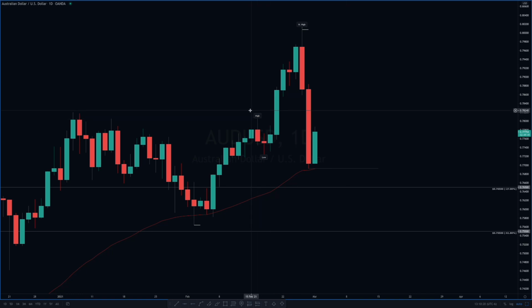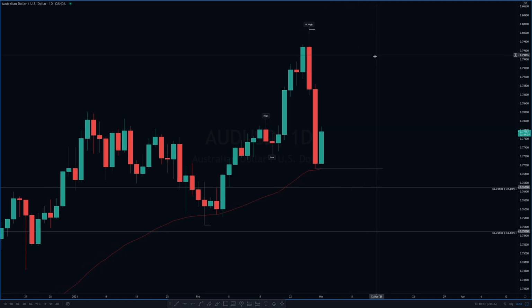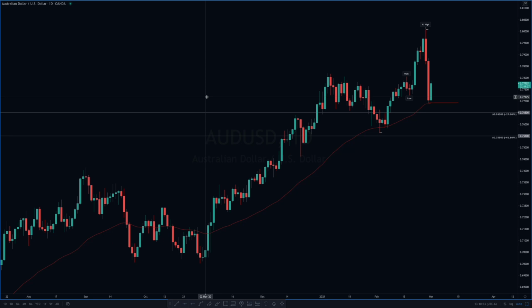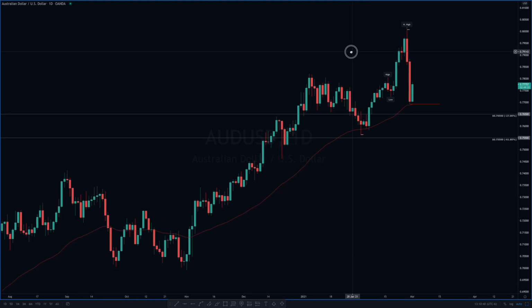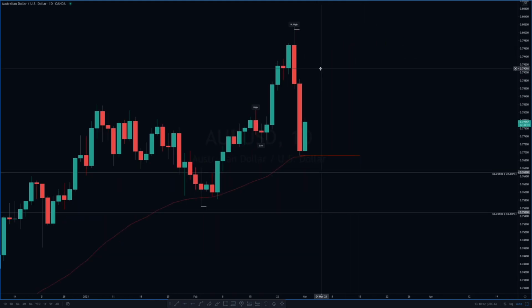If you notice, we have a high, we have a low, and we have a higher high. So I did actually know last week that we were going to have a pullback, but this may actually end up being a trend change. For the past couple of weeks, if not months, we can see that the Aussie US dollar has actually been in a very strong bullish momentum, which is actually pretty interesting.